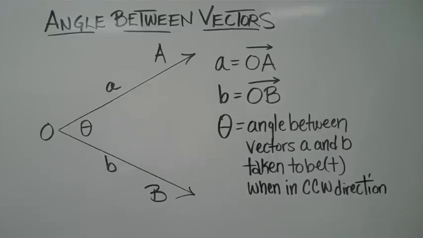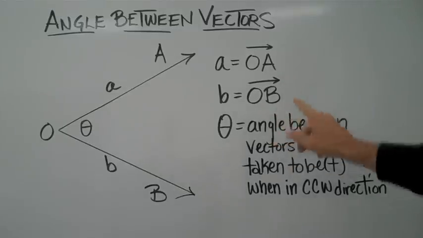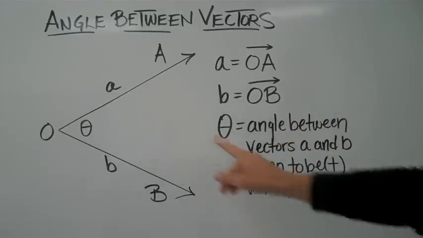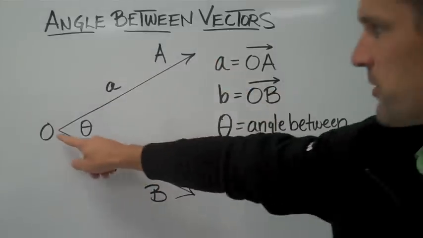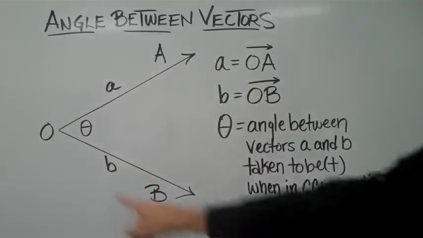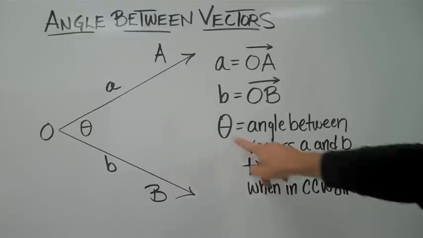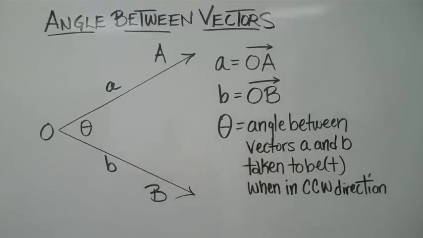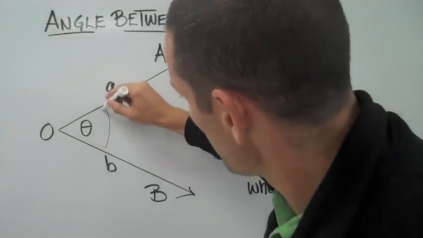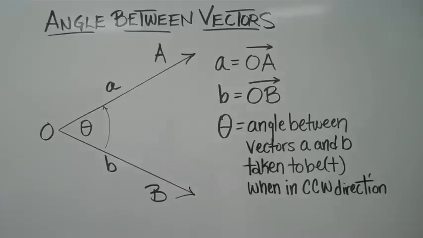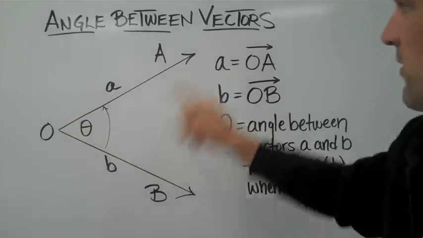Let's consider vectors OA and OB, which will be designated as vector A, which starts at O and goes to A, and vector B, which starts at O and goes to B. Well, theta here is the angle between vectors A and B when taken in a counterclockwise direction this way. We say that that angle is positive. Notice the vectors have to be joined tail to tail.